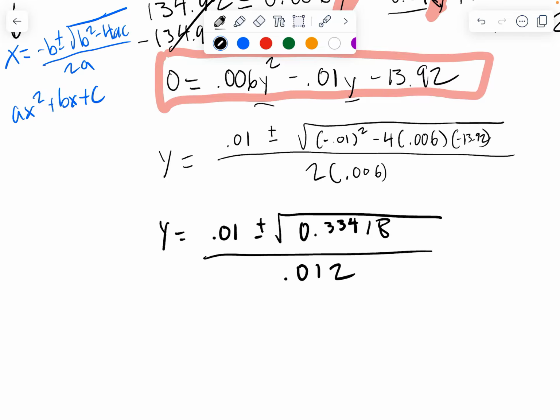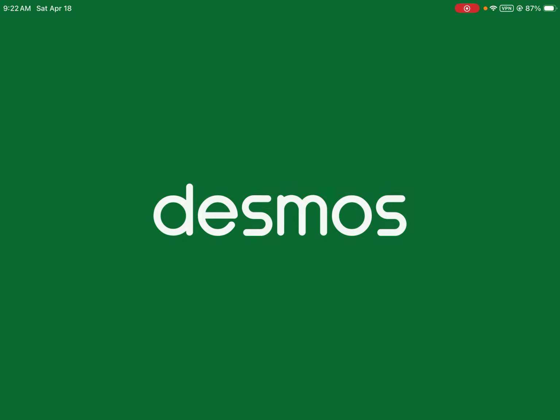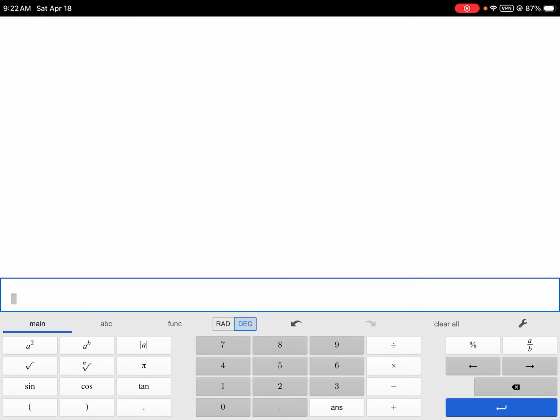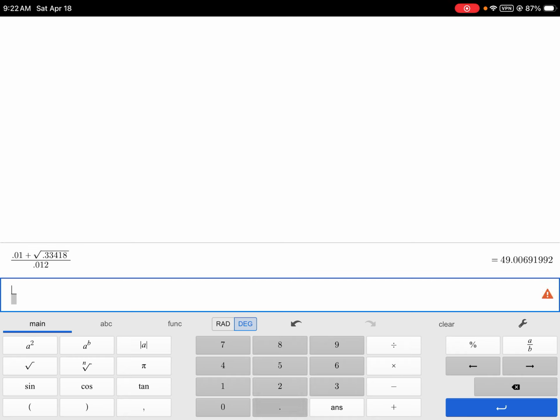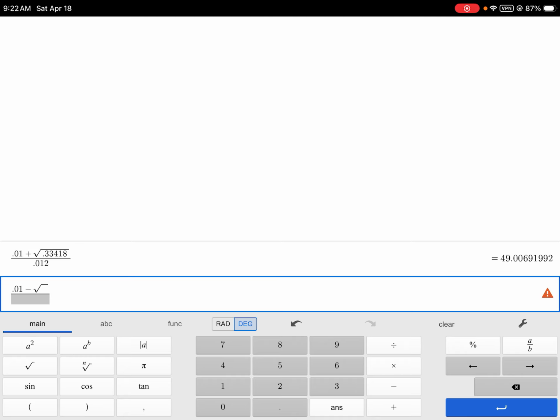Right? And then this is something we can now plug in our calculator. I'm going to let you see this part so you can kind of know what to gauge here. So we have our fractions. We have our 0.01 plus square root of that 0.33418 number all over our 0.012. And we also have the minus of that, so 0.01 minus the square root of 0.33418 over 0.012. All right, so we have two numbers here. We have this 49 number and the negative 47 number.